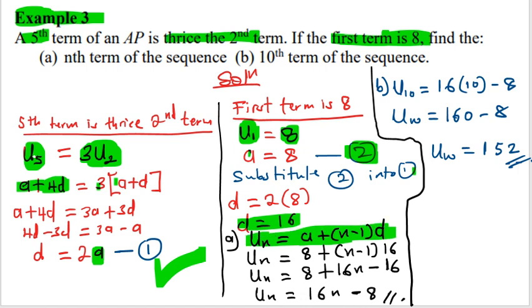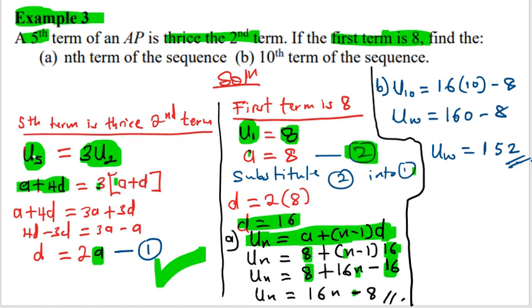The nth term formula is given as this. So what you need to do is to substitute a, which is 8, and substitute d, which is 16. Then you simplify by multiplying. 16 times n is 16n. 16 times 1 is 16. Then add 8 and negative 16. You will get negative 8. So we have 16n minus 8 as the general nth term.